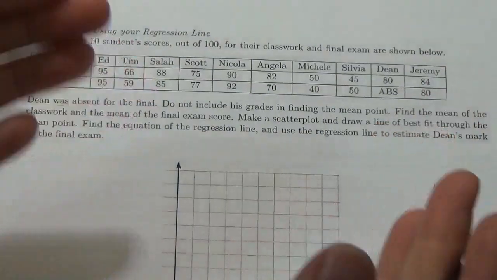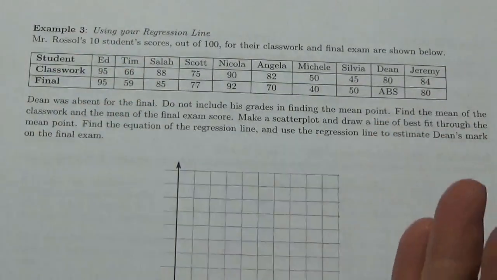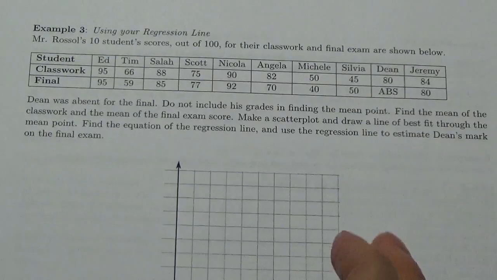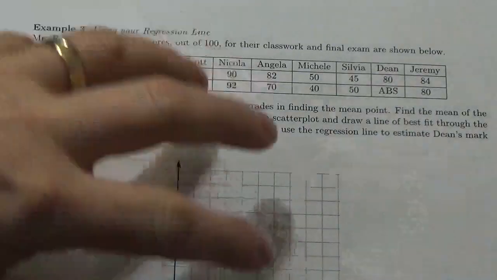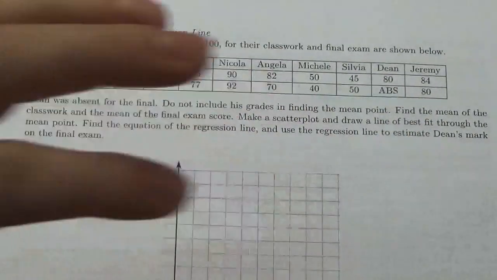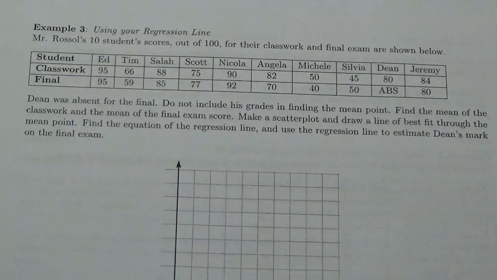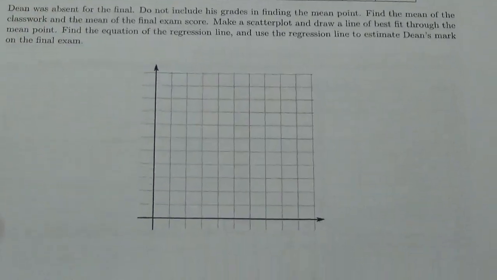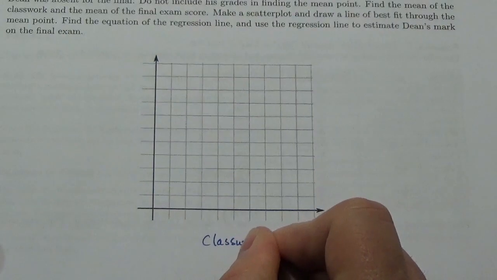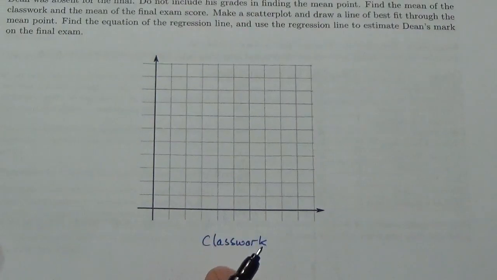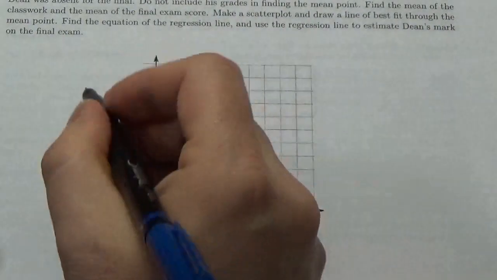We're going to make a scatter plot. We're going to draw the line of best fit, and then we're going to come up with the equation and use that to estimate Dean's mark on the final. So this is kind of the full meal deal here. We're going to plot the data, get the regression line, and then use it to make a prediction. Okay, so we're going to put classwork, and we're going to assume that that's the independent variable because it affects the final mark.